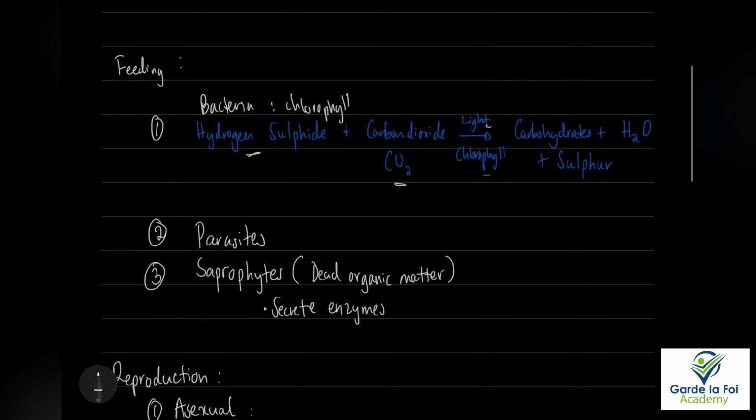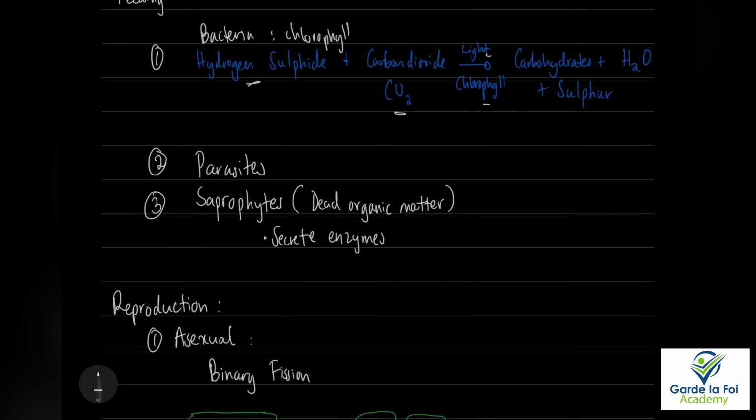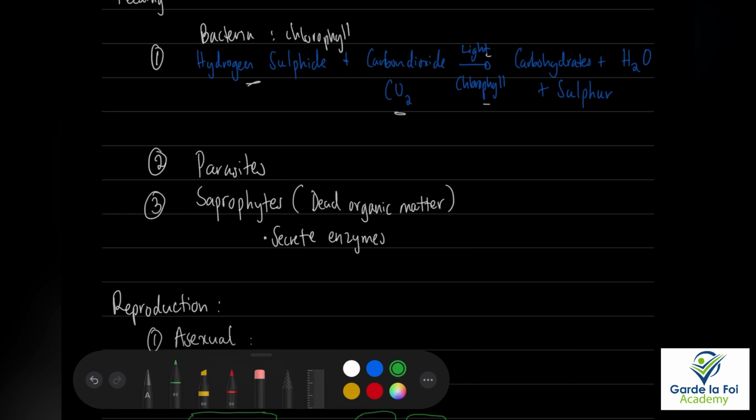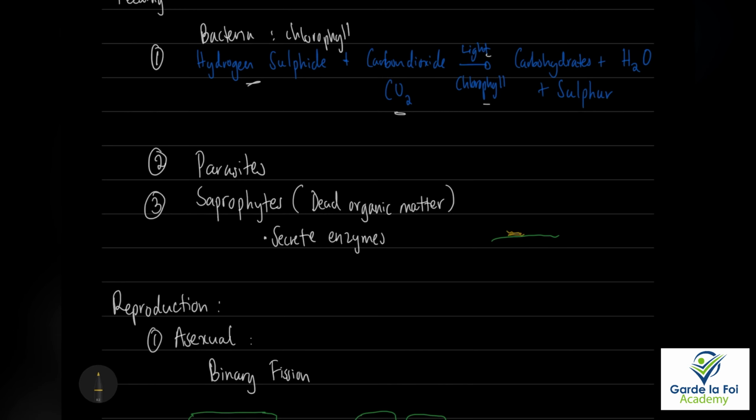And some of them actually feed as parasites. They live in hosts and feed from those hosts. And we also have the last type, which are called saprophytes. So saprophytes secrete enzymes onto a surface. So you'd have maybe a surface or some kind of food, and they secrete enzymes. These enzymes break down the food substance into soluble products that are then absorbed by the bacteria.